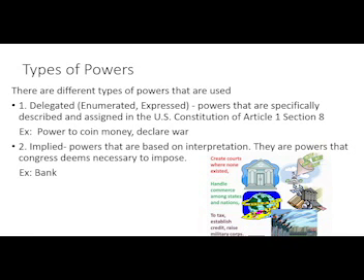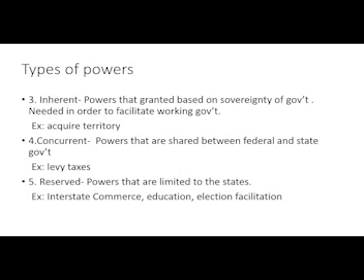The second type of power is implied powers, and those are powers that are based on open interpretation. They are powers that Congress deems necessary to impose. An example would be banks, because a government cannot function without having a bank. The third type of power is the inherent powers. Those are powers that are granted based on the sovereignty of government. It is needed in order to facilitate a working government. An example would be acquire territory.